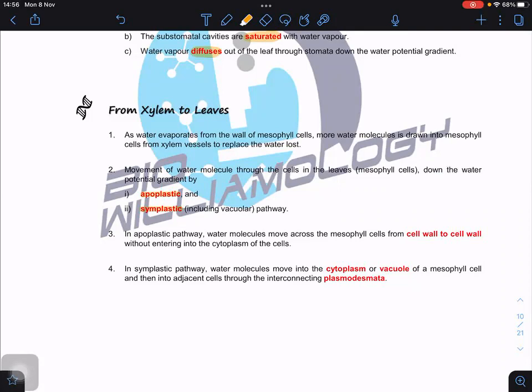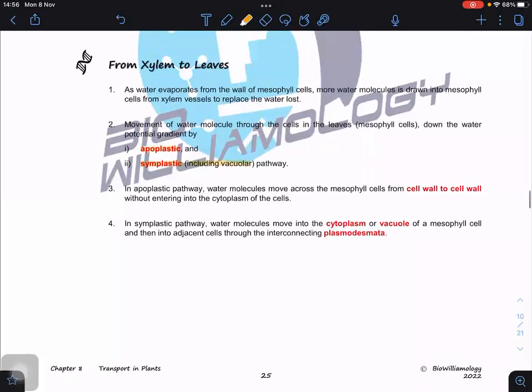Okay, so the symplastic pathway also includes the vacuolar pathway. The apoplastic pathway is very clear-cut: it must be cell wall to cell wall. The symplastic pathway will involve the cytoplasm or vacuole or even the plasmodesmata. So in this case, cell wall to cell wall, again by diffusion.